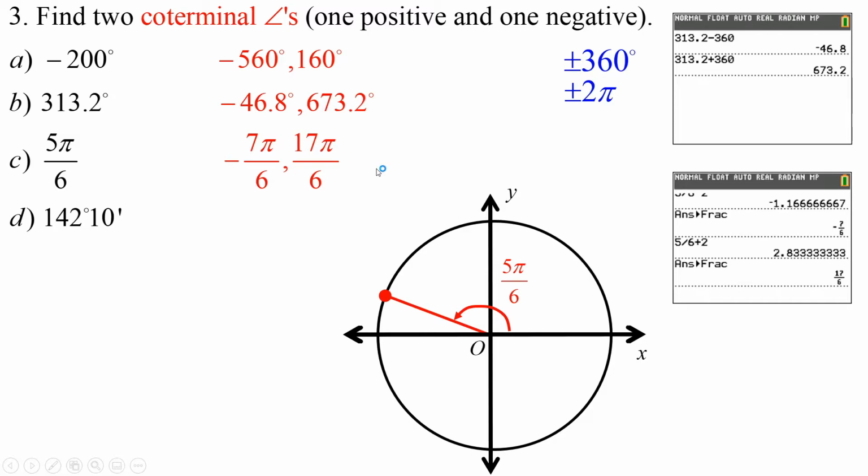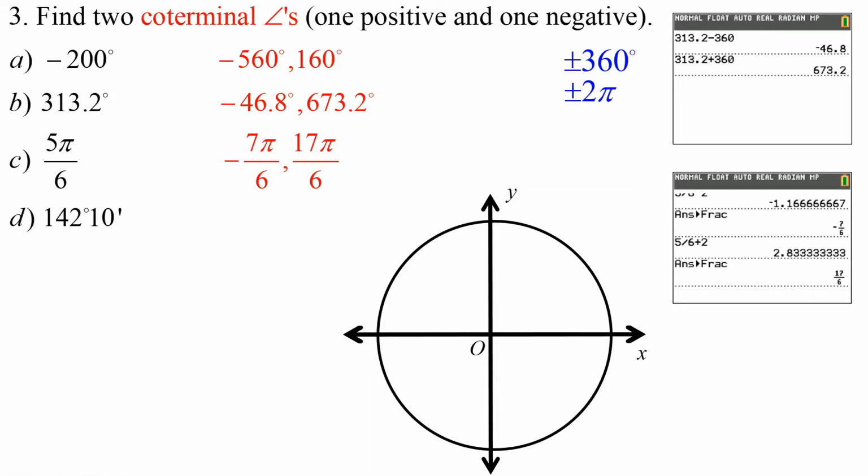Wow. Don't make this more complicated than it is. And if you feel more comfortable on your calculator, use your calculator. All right. This is about understanding coterminal angles. It's not about the arithmetic. All right. Now, the last one is the most complicated because we have 142 degrees and 10 minutes.